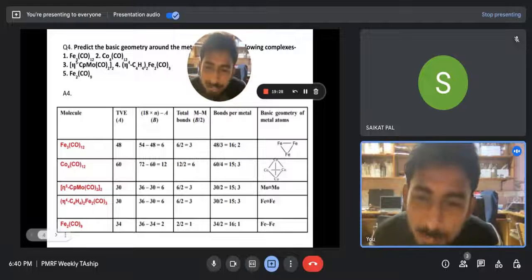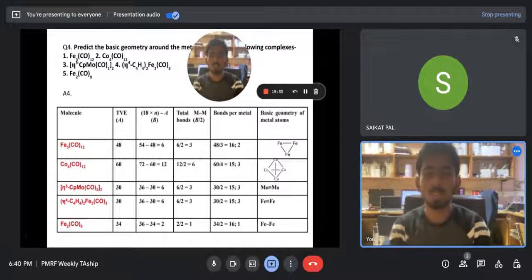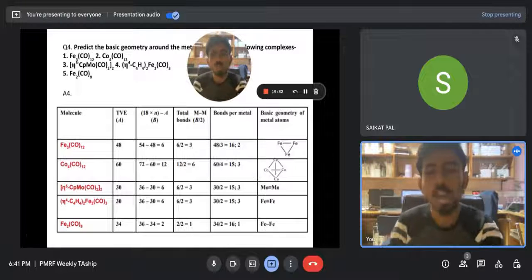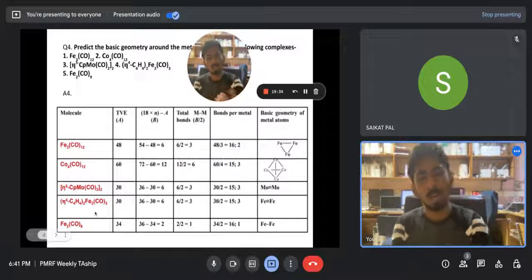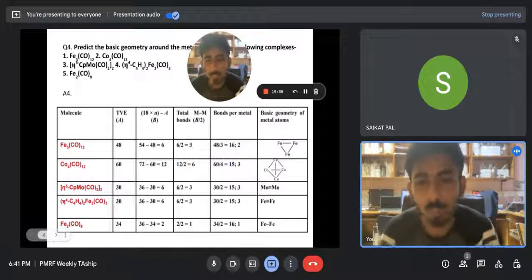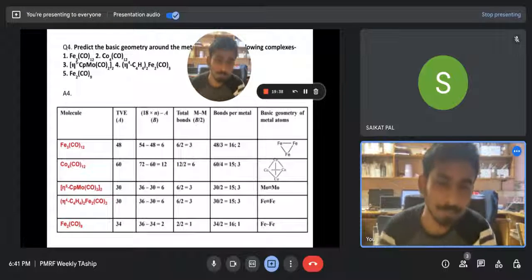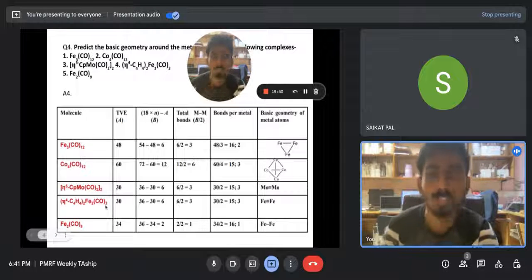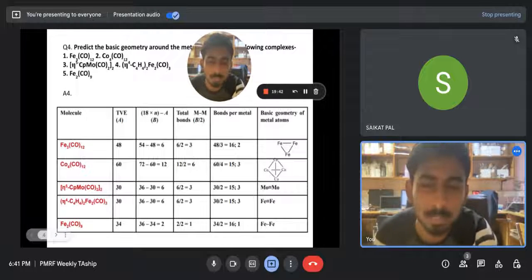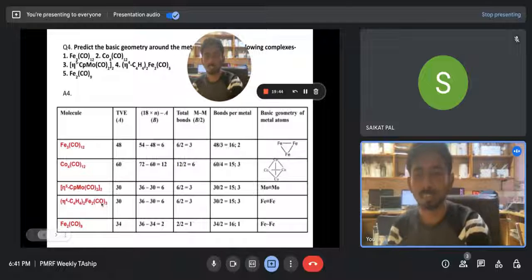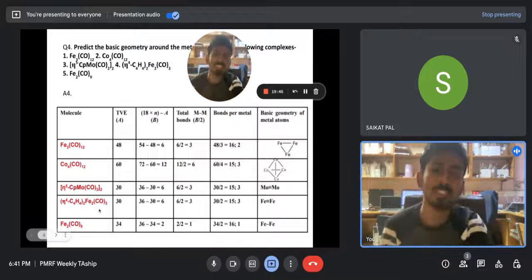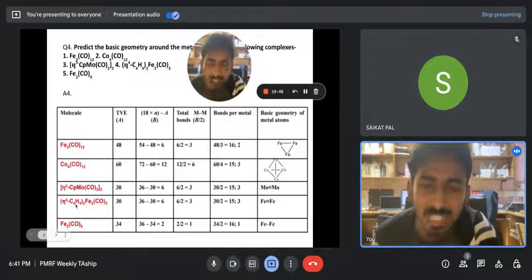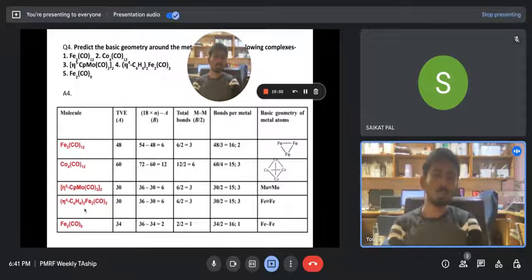So this is (eta 4 C4H4) whole 2 Fe2(CO) whole 3. Two iron atoms are there, so they will give a total of 16 electrons because iron is a d8 system. CO molecules are 2 electron donors, so 3 into 2 is 6 electrons, and 6 plus 16 is 22. And this eta 4 C4H4 molecule is a special case.